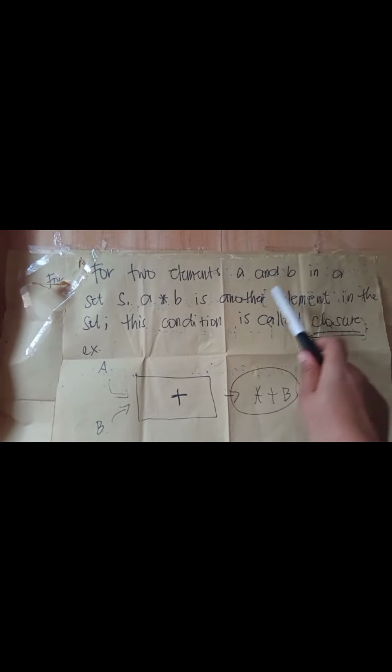So for two elements A and B in a set S, A star B is another element in the set. This condition is called closure. So for example, our A and B here are our operands. When we combine them together, we need to use a binary operation, which is addition, to produce another element which is A plus B.